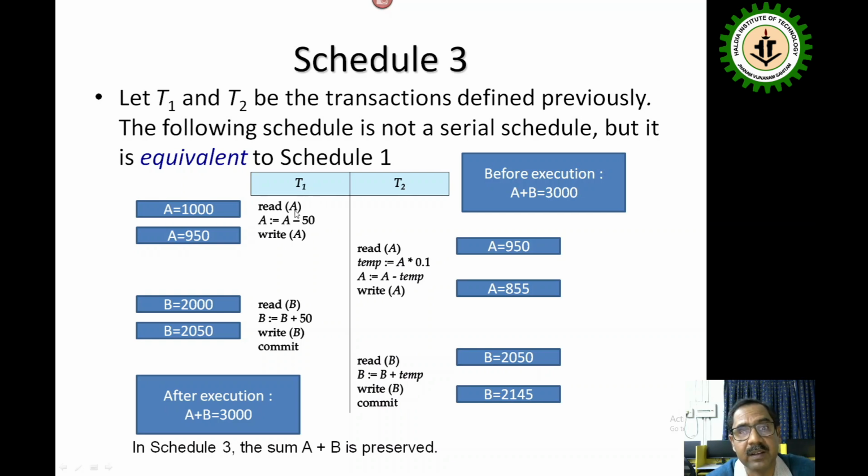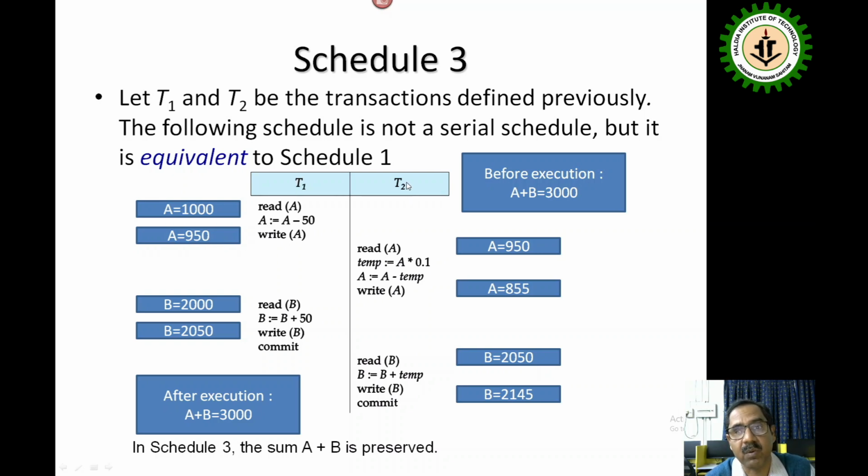In this case, T1 reads the data item which has the initial value, so A equals rupees 1000. After modification, T1 performs a write operation on the data item A, so the value of A is 950. T2 reads the data item A. So what will be the value of A? See, before reading the data item A by the transaction T2, T1 has already updated the value of A. Before T2 reads the data item A, the value of A is already modified by the transaction T1.